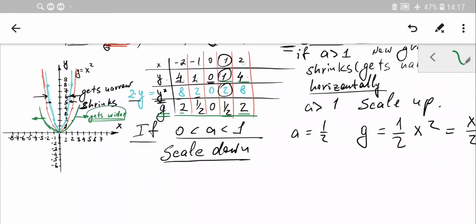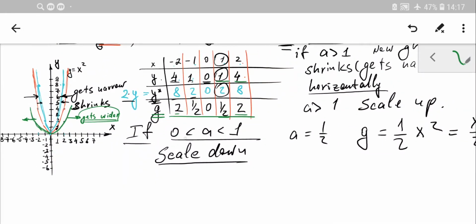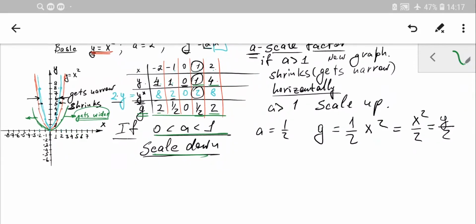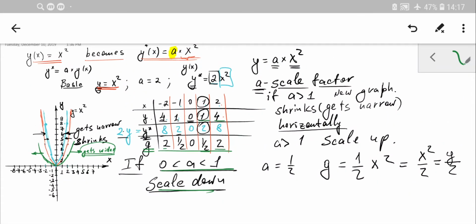Okay, so we have generally for a from 0 to 1 a scale down. It means that we actually diminish the values of the function, but graphically it gets wider. So you can memorize: scale down means gets wider.